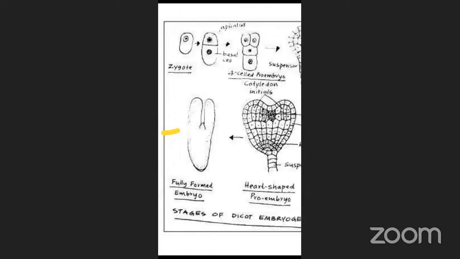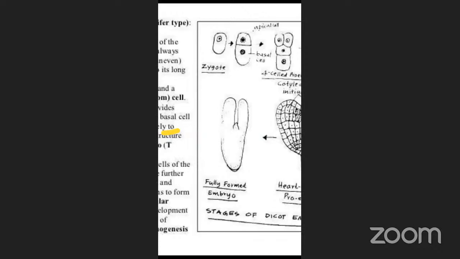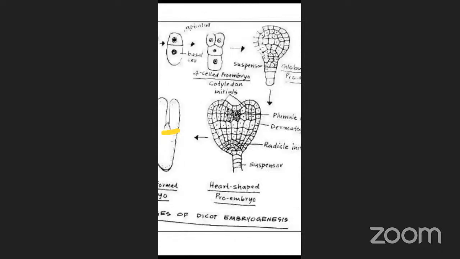Once again, the zygote gives two cells. The upper cell is the apical cell, the lower cell is the basal cell. Then linear cell division starts, forming a T-shaped cell structure. Then a globular pro-embryo, then a heart-shaped one with suspensor cells. Here, the two cotyledons are upside, then the wall side is dermatogen, and the lower side is radicle initial. Finally, this forms the dicot embryo.